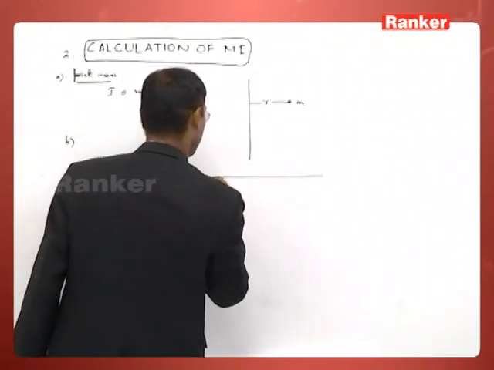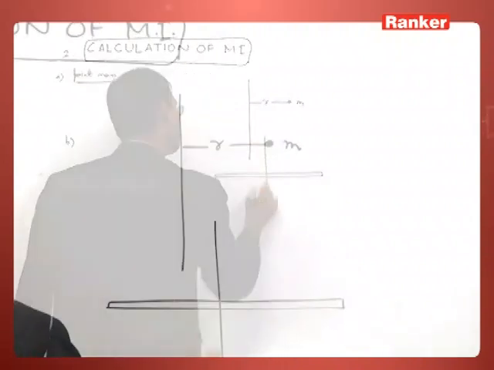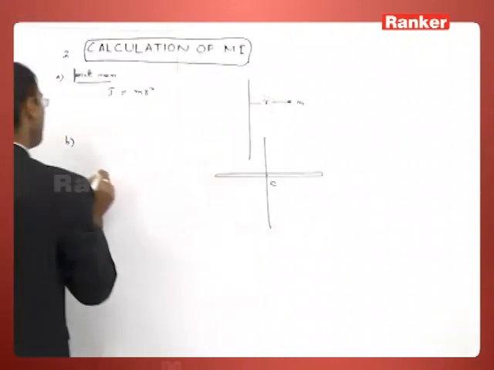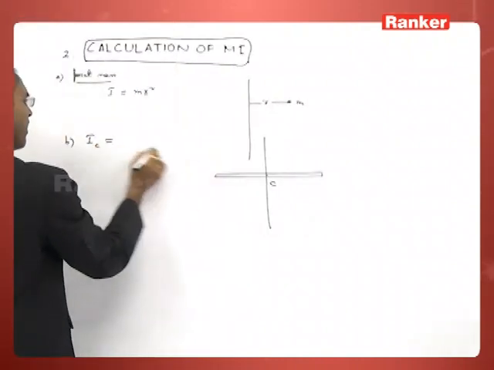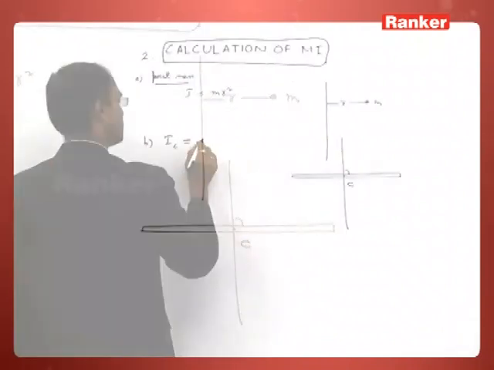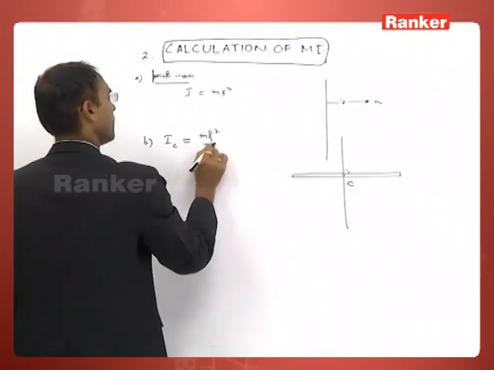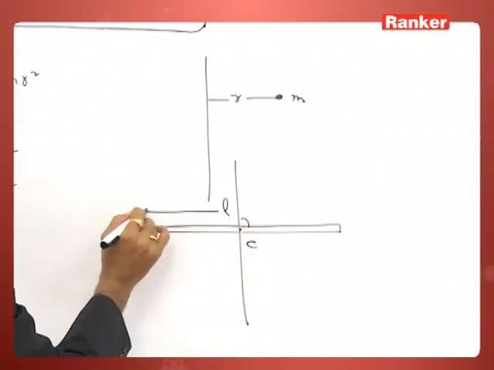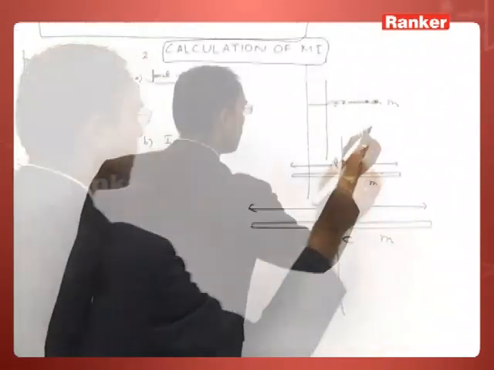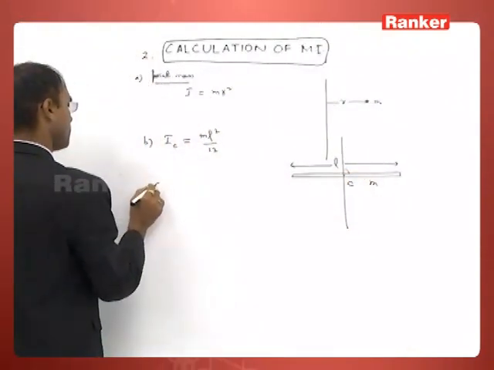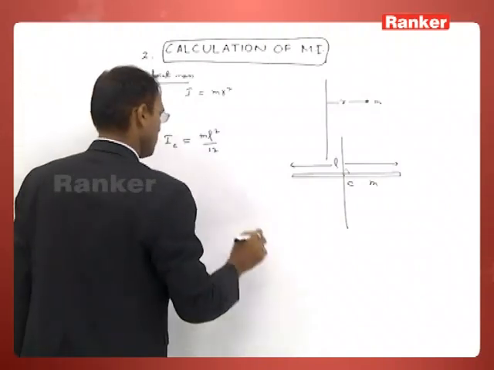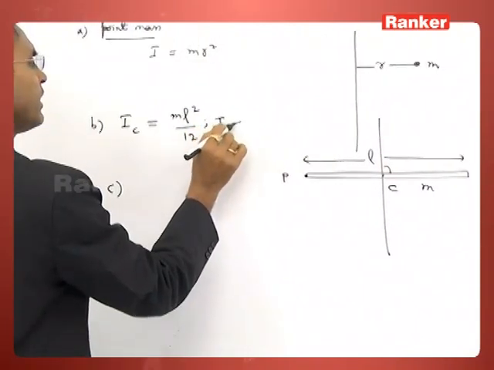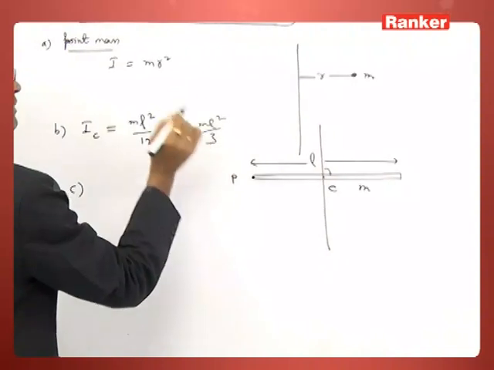For a uniform linear object or rod, the moment of inertia about the centroidal perpendicular axis is equal to ml square by 12, where L is the length and m is the mass of the rod. If this is about any end point, this will be equal to ml square by 3.